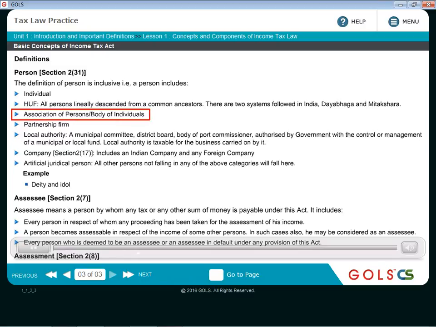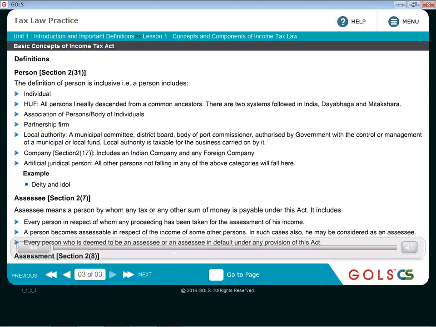Now when only individuals are setting up or carrying on certain activities, then it will be considered as a body of individuals. But when a group of individuals works along with a different category of person such as a partnership firm or a company, then all of them working together would be treated as an association of persons. Next person is partnership firm. Now a partnership firm includes two or more partners who come together and enter into an agreement through a partnership deed, and it will be termed as the partnership firm.